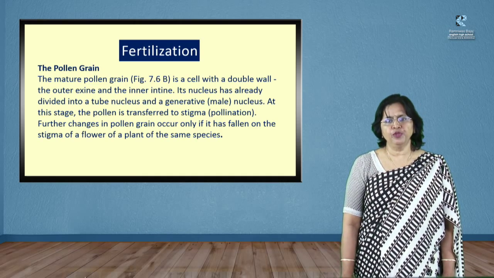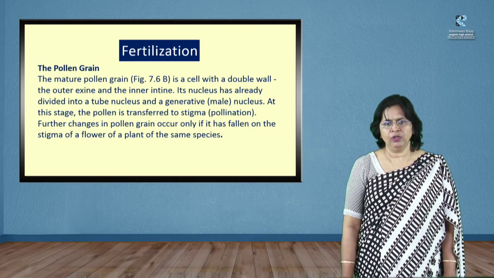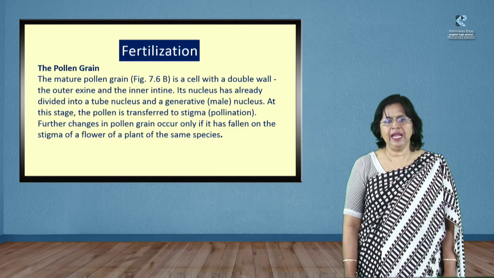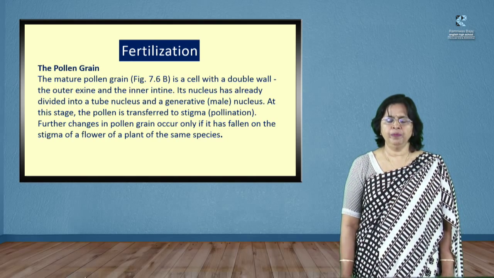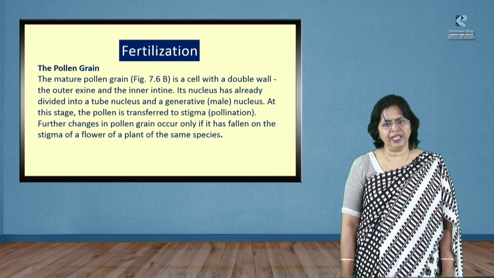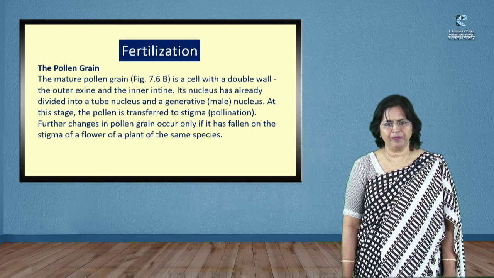The generative nucleus divides into two male cells or gametes, as they are called, while the pollen grain lands on a particular flower where it affects pollination. That means the flower of the same species.